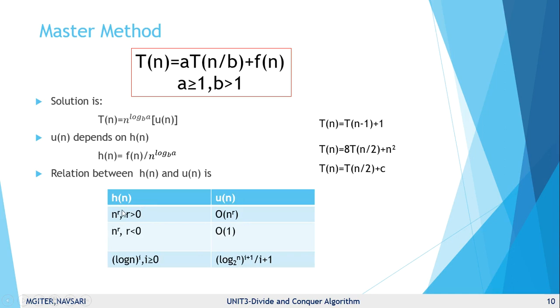When we find h(n) is n raised to r, where r is greater than 0, then U(n) is equal to order of n raised to r. If we find h(n) is equal to n raised to r and the value of r is less than 0, then U(n) is equal to order of 1. When neither condition arrives, like r greater than 0 or r less than 0, then this form is taken to find U(n). Now we solve examples by using the master method.